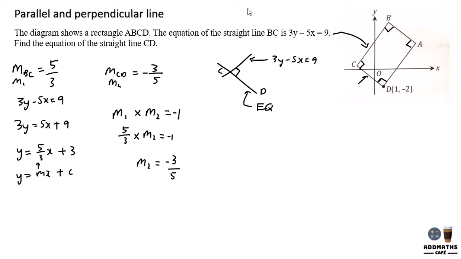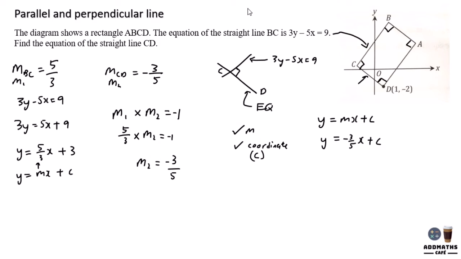Every time you try to find an equation, the first thing you need to do is find the gradient, and find a coordinate to find the y-intercept, which is the c. So in this case, we have the gradient. We can form an equation by using y equal to mx plus c. By applying the gradient into this equation, I will have this without the c value.